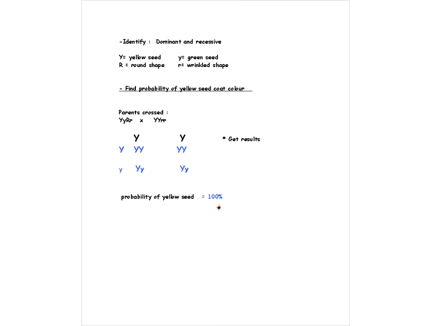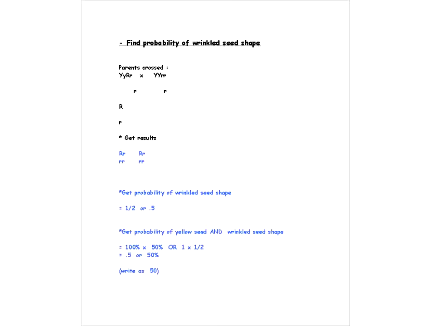So far we know the probability for the color. Now we need to find the probability for wrinkled seed shape. Again, we know these are the parents that are crossed, but we're just focusing on the R's. So again, we've got big R, little r. You can see we've got that on the Punnett square, 2 small r's. I should have written the results right in the Punnett square, but I wrote them over here. But as you can see, the probability of wrinkled seed shape, which was 2 small r's, is 2 out of 4, or 1/2, which is 50%, right?